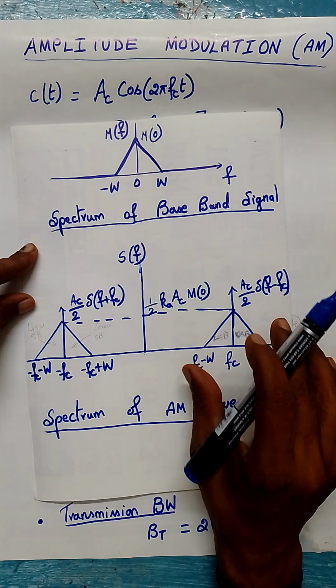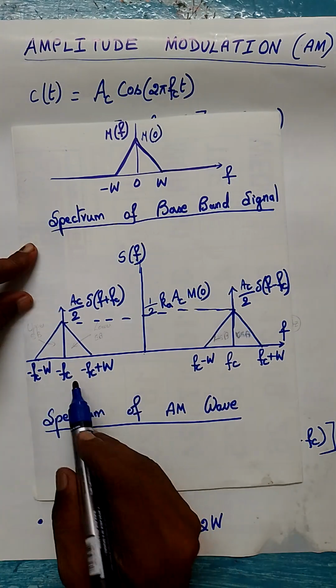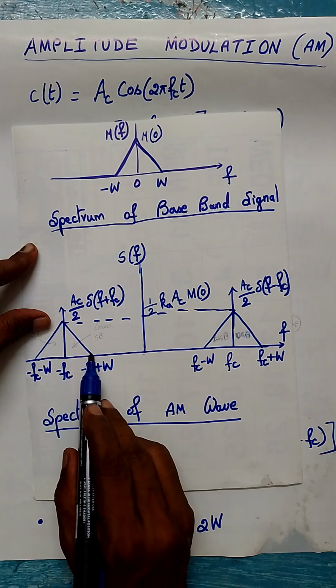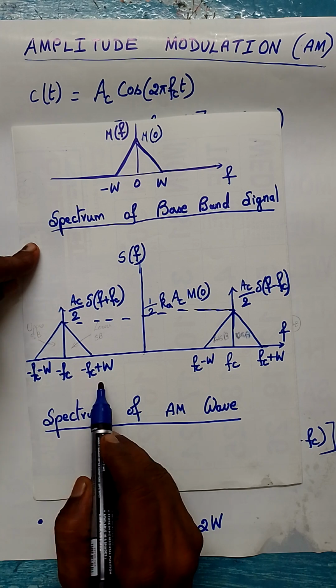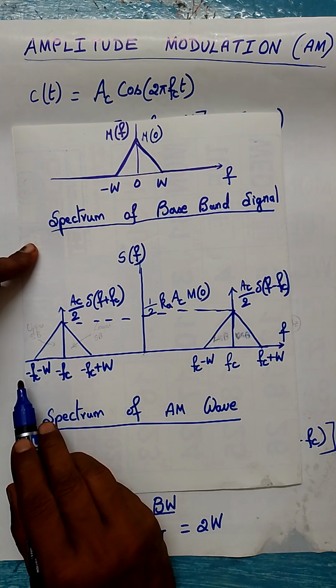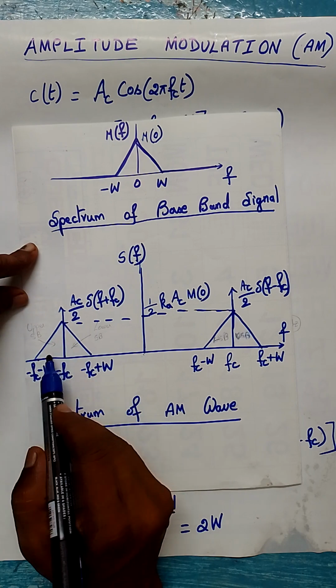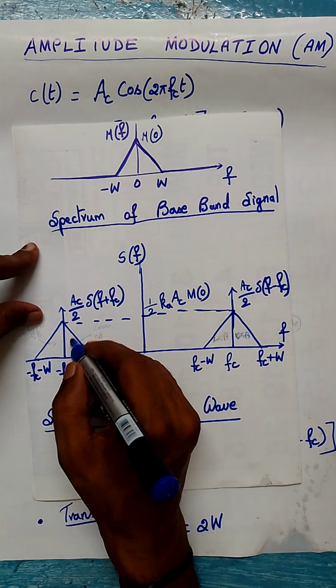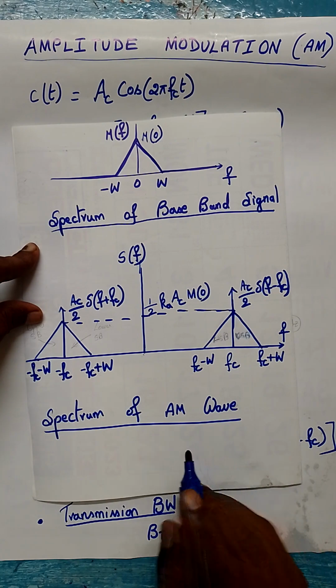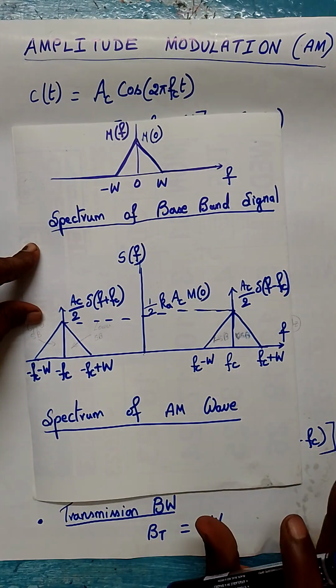Similarly, the same spectrum you can see at the left hand side also, which is minus Fc. This point is minus Fc plus W, and this is minus Fc minus W. Now this left hand side is the upper sideband and this part is the lower sideband. This is the spectrum of the AM wave.